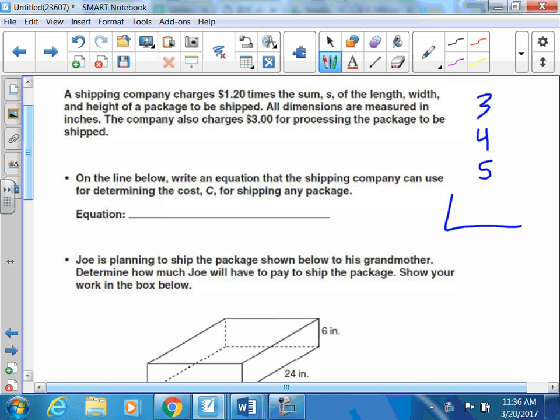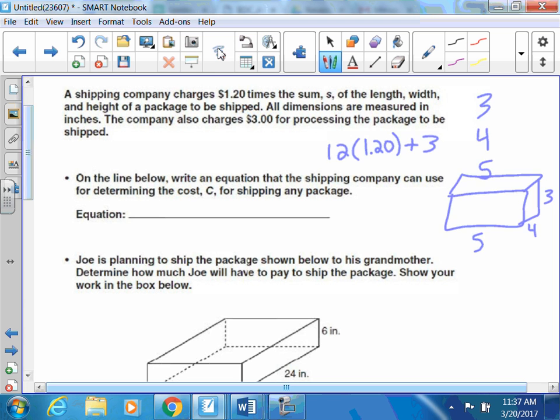Okay, so you have a box. Here's our box. 5, 4, and 3. Those are the dimensions. 3 plus 4 plus 5 is 12. And then it'd be 12 times $1.20 plus a $3 standard one-time shipping fee. That would be how much it would cost to ship the box. So you just add up the length, width, and height, and then you multiply whatever that is by $1.20.